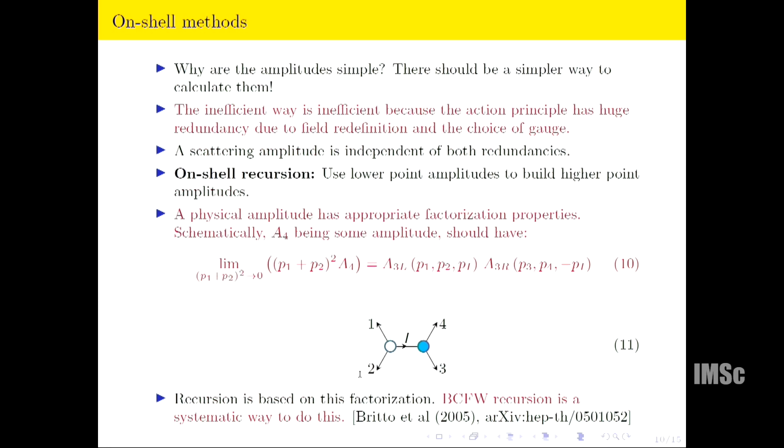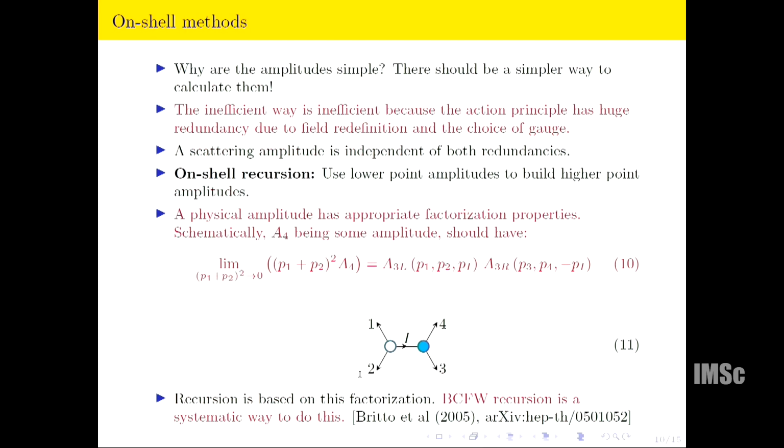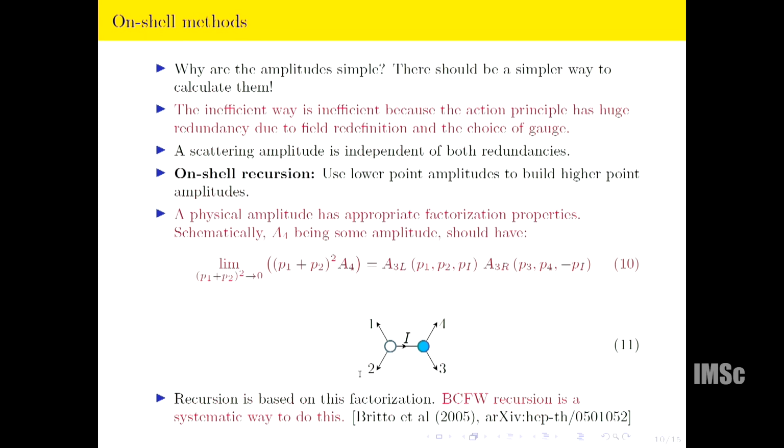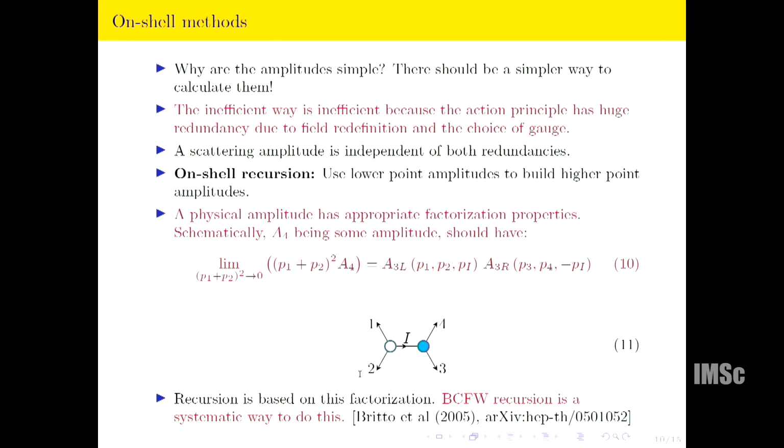So to bypass this, what we do is something called on-shell methods. That means you use lower point amplitudes to build up higher point amplitudes as a recursion. This is based on the idea of factorization, that you take a 4-point amplitude, let's say, and if you take a particular residue of it, then it decomposes into a 3-point amplitude and a 3-point amplitude. A systematic way to do this is called BCFW, and that's a vast subject on its own now.